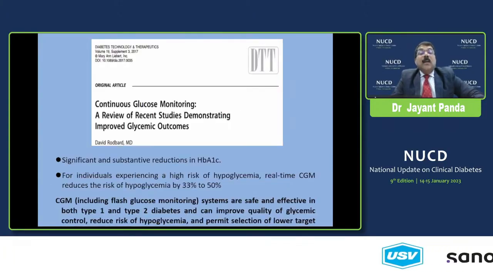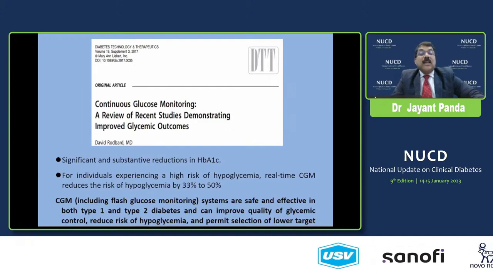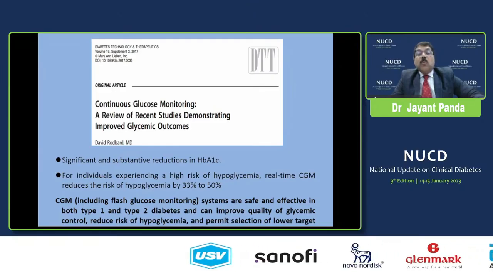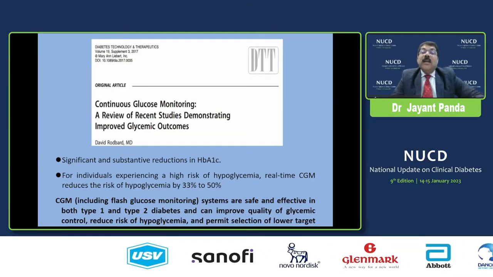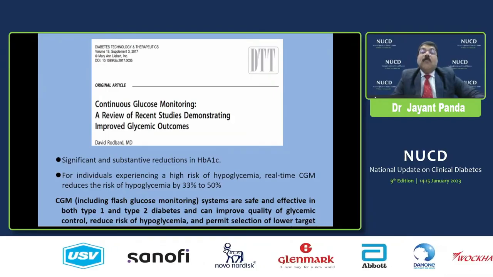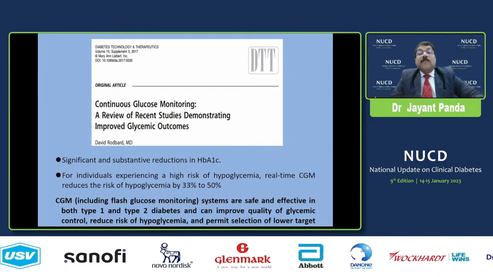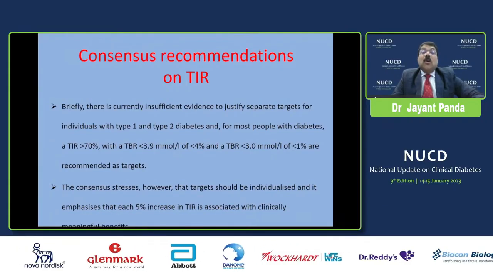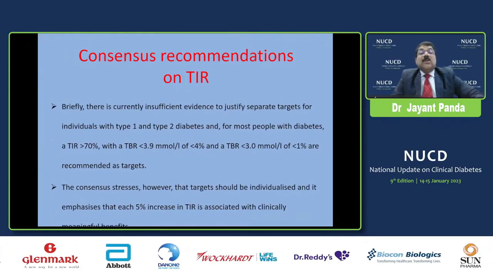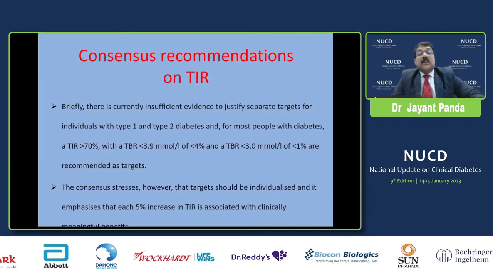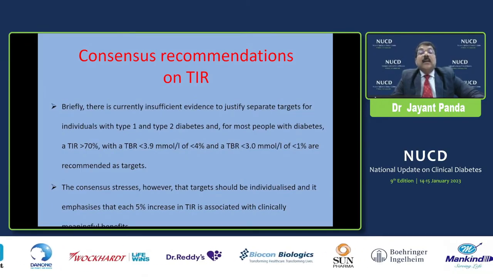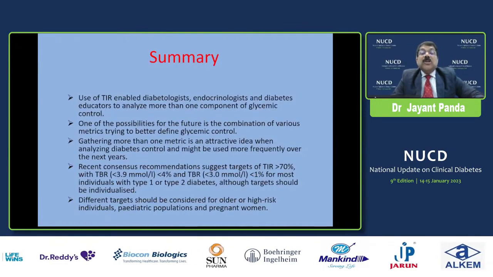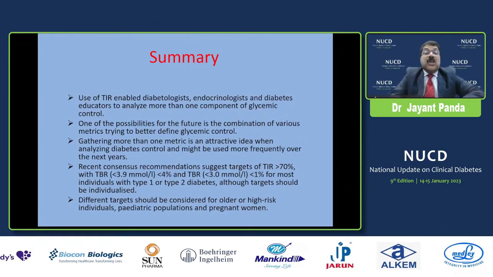And the CGM review of recent studies demonstrates improving glycemic control. The systems are safe and effective for type 1 and type 2 and improve quality and glycemic control, and are very inexpensive and can be done in a remote rural setting as well. It gives you much more information than SMBG and A1C. And the consensus recommendations, I have already discussed the different levels and the targets, without going into the details of the monitoring charts. I'll summarize my topic because it's time.